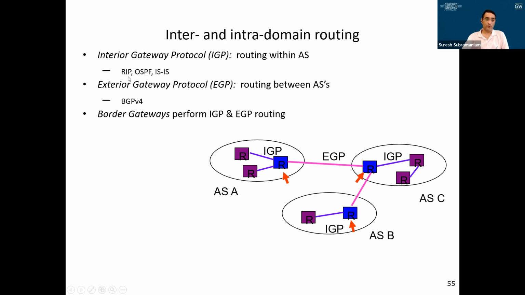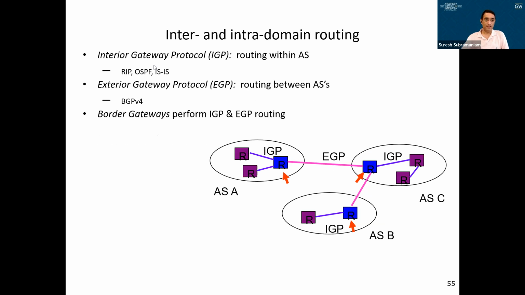And here are some examples of interior gateway protocols. RIP, OSPF, this is the most popular one, ISIS, and so on. Exterior gateway protocol is the routing protocol that is run between these gateways that connect two different autonomous systems, like here. Okay, so the protocol that is used there is called BGP, or Border Gateway Protocol.